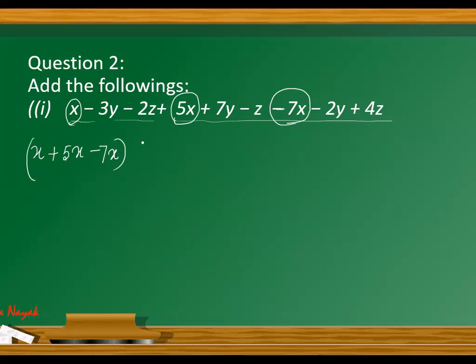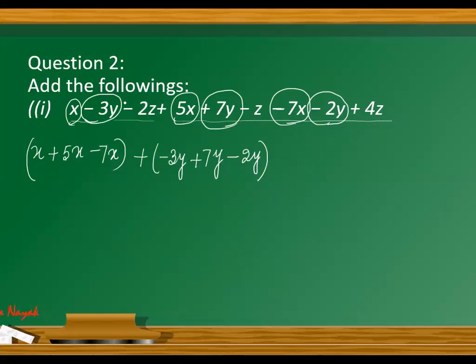So all x I combine. Then I will go for y. Negative 3y, positive 7y, negative 2y. I'll write them together. Negative 3y plus 7y, negative 2y. So y completed. Then I'll go for z. Negative 2z, negative z and positive 4z. So this will be negative 2z, negative z plus 4z.